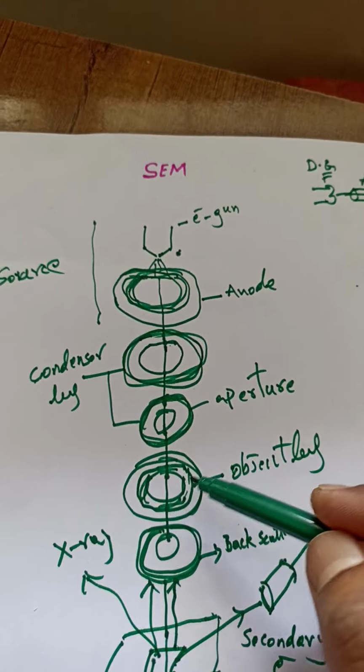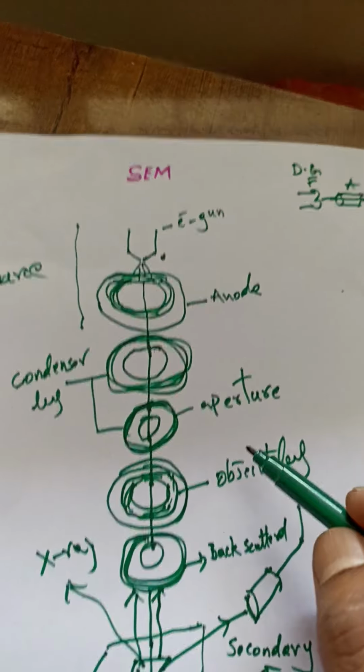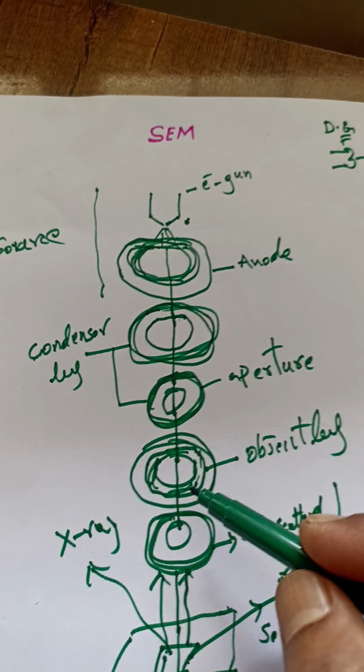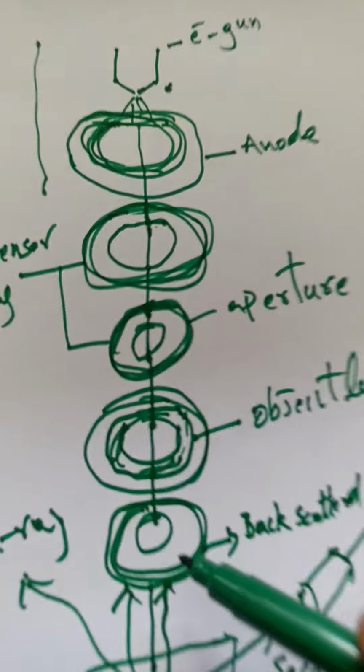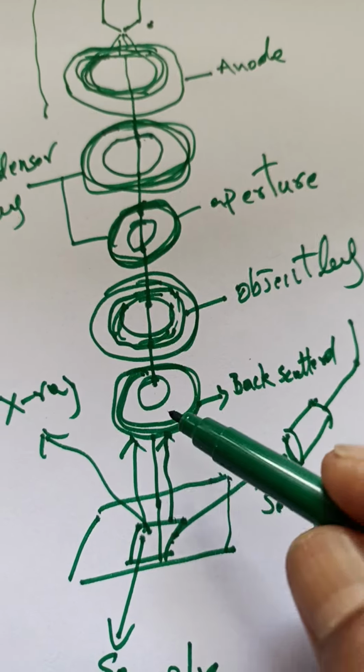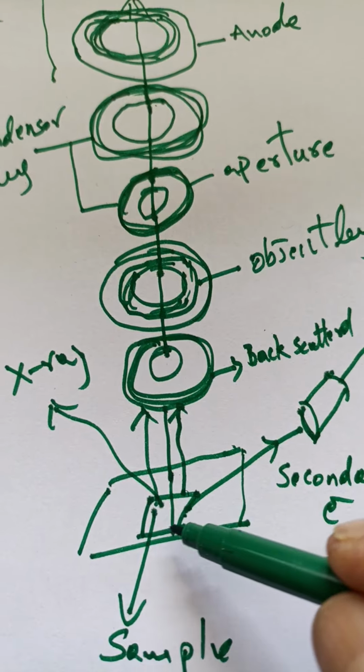We can turn the signal onto the surface of the sample, and this is the backscatter detector, and this one is the sample. This is your sample.